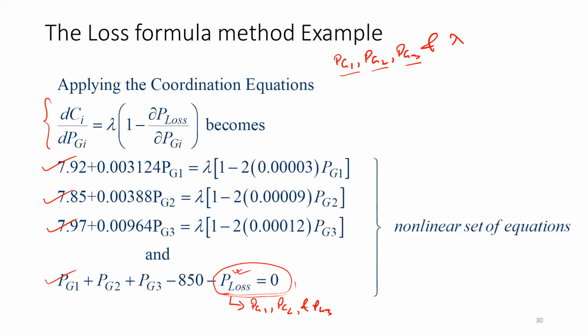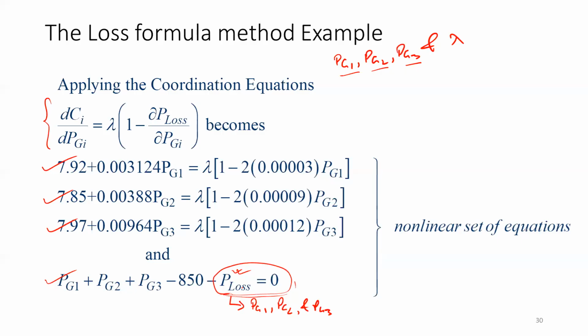Another thing is that lambda is multiplied with PG1 and PG2 and PG3. Why is that a problem? Lambda is also a variable, so the whole thing is non-linear and not easily solvable. This is what I was expecting.